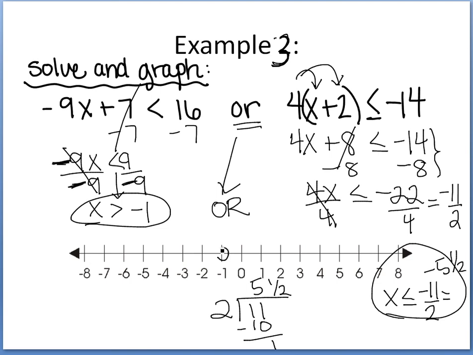x is greater than negative 1. Here's negative 1. I'm open dot here because there's no line. Go to the right, bigger. x is less than or equal to negative 11 halves. Negative 11 halves is something different than negative 5.5, but it's the same number. Okay, negative 5.5 is right here, right between negative 6 and negative 5. And we're going less than, and I should make this a solid dot because we have the equal to. Okay, and we're done.